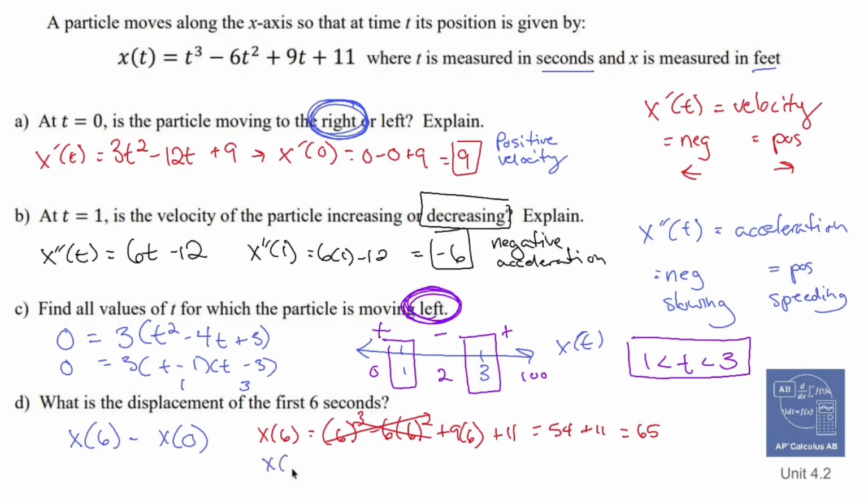x of 0 is going to be 0 plus 0 plus 0 plus 11, which is 11. So my displacement is going to be, I'm now at 65 feet to the right, subtracting 11 feet to the right, which means I went from 11 to 65, and that is a change of, why am I struggling, 54 feet. So there you have it, 54 feet. Very involved problem, but we covered a lot of things here. I enjoyed it. It was fun.